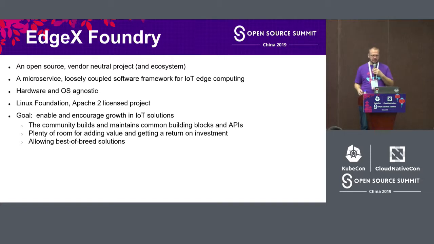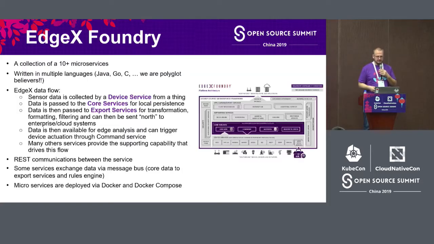It's Apache 2 licensed. The goal of the project is to enable companies to quickly create edge solutions and to integrate different types of sensors, to be vendor neutral, and to help reduce time to market by using EdgeX Foundry. So in essence, when we talk about the architecture of EdgeX Foundry, it's a set of 10 plus microservices. The initial implementation is in Go, but there are a few microservices that are developed in C.